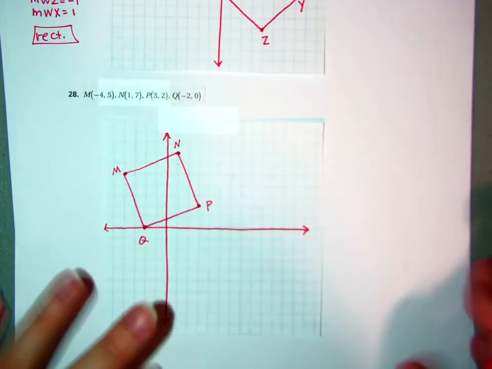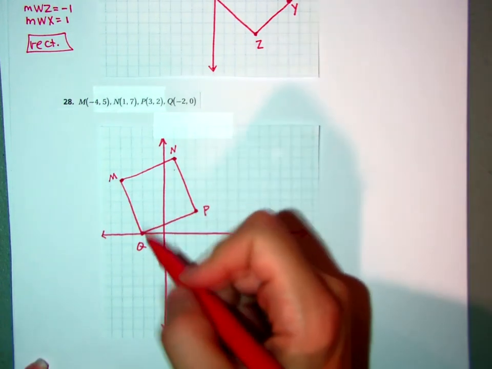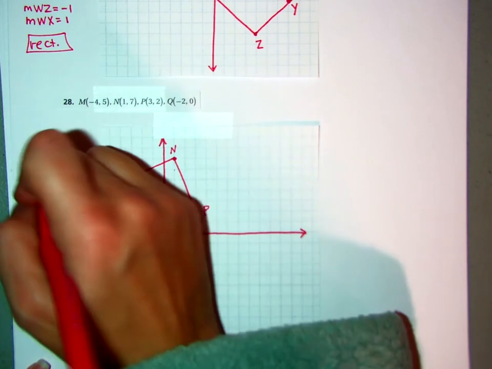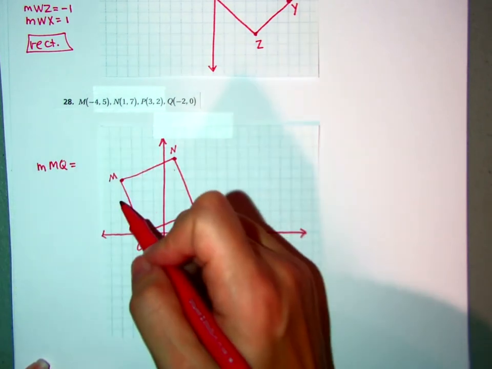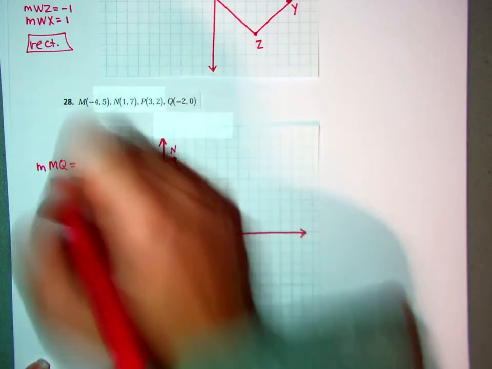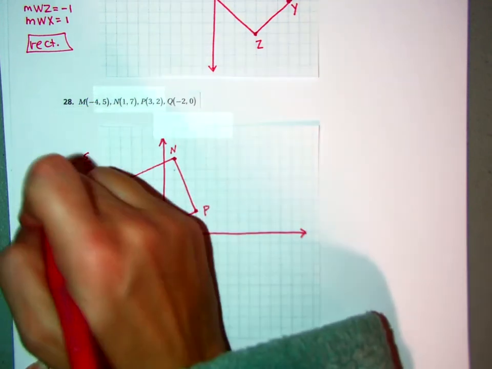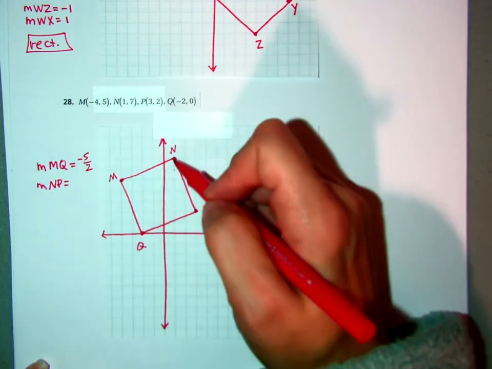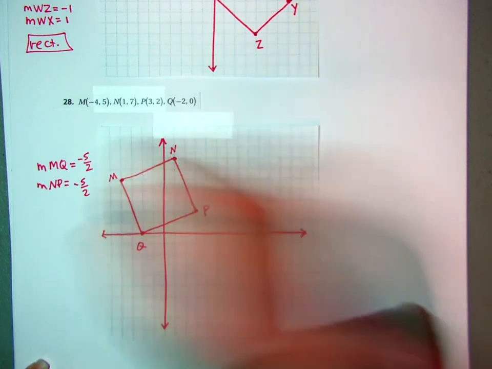On number 28, let's see which kind of shape we have here. So again, we want to check the slopes here to see if we have a parallelogram. So we're going to start with MQ, so the slope of MQ. We're going to go down 2, 4, 5, and over 2, so it's down 5 halves. And then let's go ahead and find the slope of its opposite side, so NP. We're going to go down 1, 2, 3, 4, 5 over 2, so that's the same, that checks out.